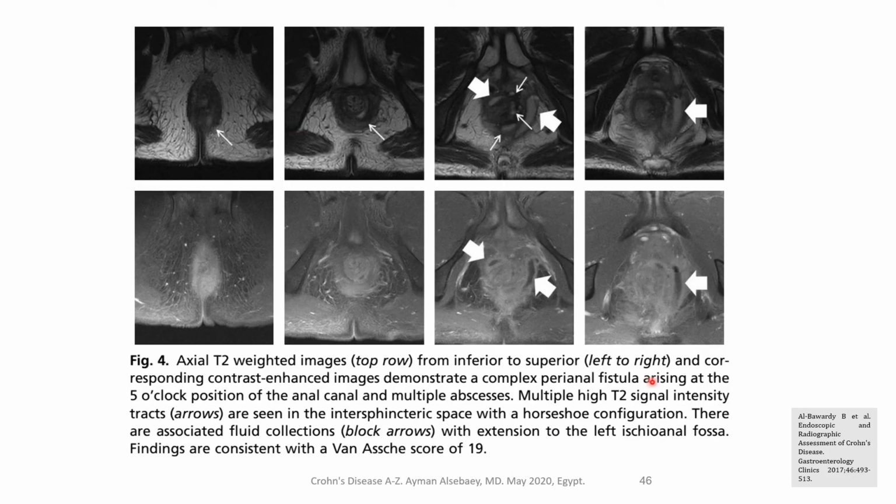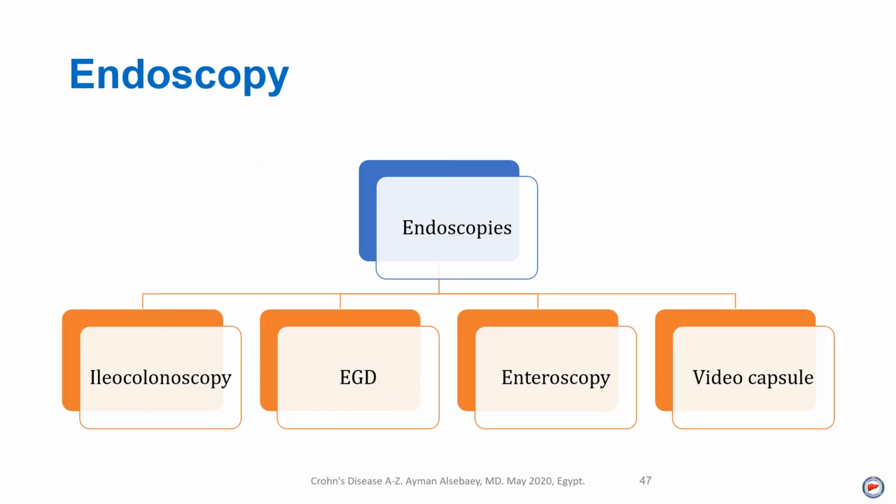This is MRI pelvis. And as you see, the arrows are pointing to the fistulae, okay? Here, this is fistula, and this is fistula, okay, this is fistula. So MRI of the pelvis is mandatory in patients with Crohn's disease to know the type and the complication of perianal disease. What are the endoscopies which can be done in patients with Crohn's disease?